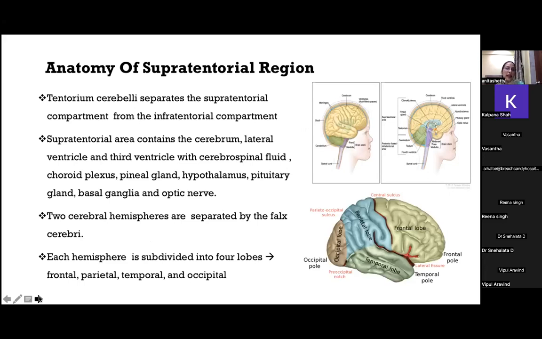Now let us first discuss the anatomy of the supratentorial region. The tentorium cerebelli separates the supratentorial compartment from the infratentorial compartment. So this is the supratentorial and this is the infratentorial compartment. The supratentorial area contains the cerebrum, lateral ventricle, third ventricle with CSF, choroid plexus, pineal gland, hypothalamus, pituitary gland, basal ganglia, and optic nerve. Then the two cerebral hemispheres are separated by the falx cerebri, and each hemisphere is further divided into 4 lobes: the frontal, the parietal, temporal, and the occipital lobe.